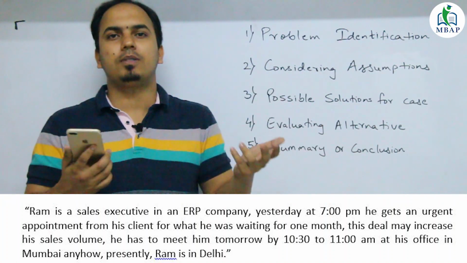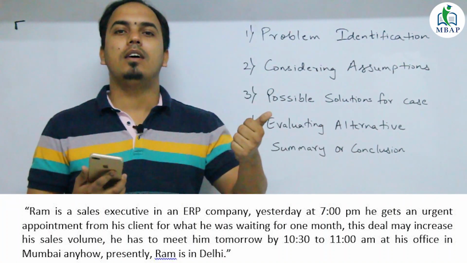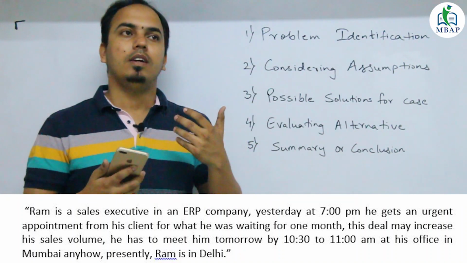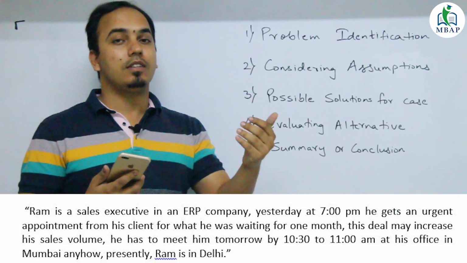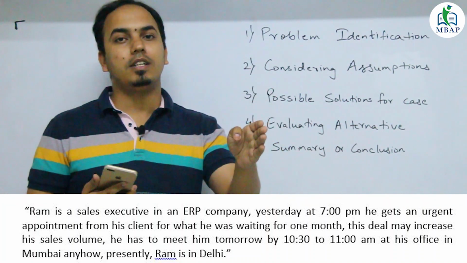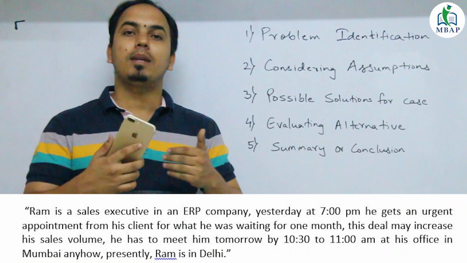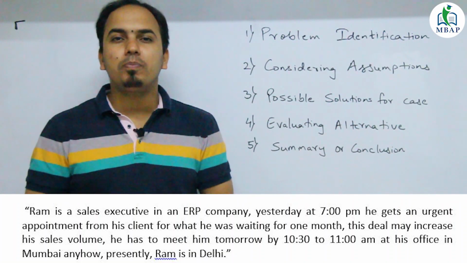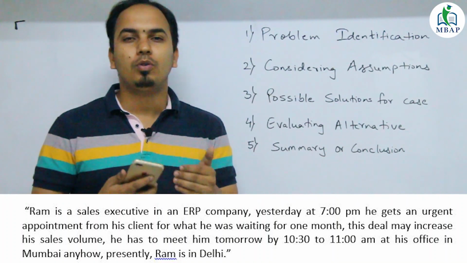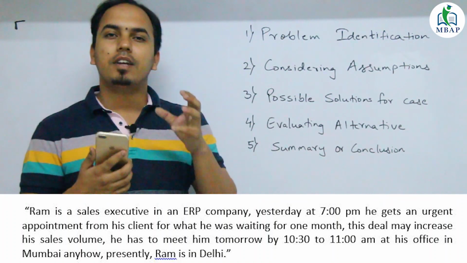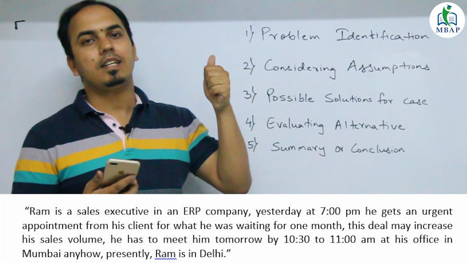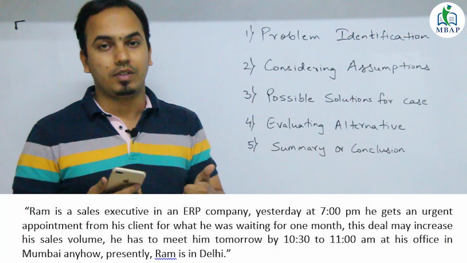That means this problem can probably be solved by arranging some other executive. It can also be a case that the client wants to meet this particular salesperson only. In that case, an online meeting can also happen. So particularly in the initial part, don't come up with solutions initially. Try to only talk about the problem. The problem is that he is not available in the same geography.